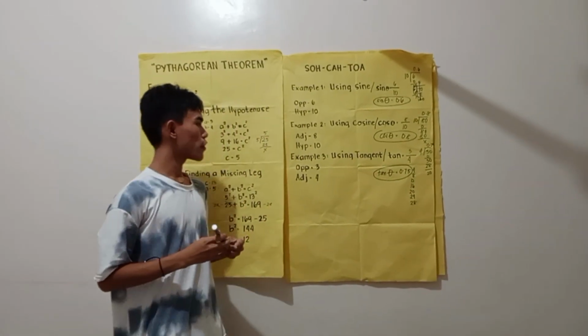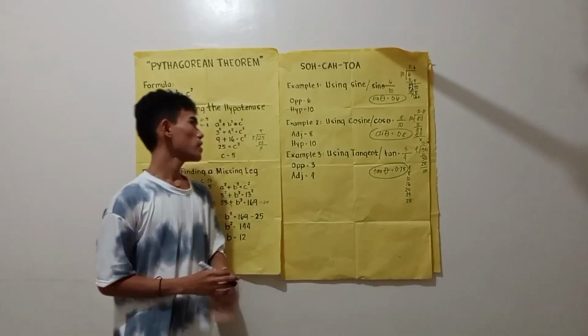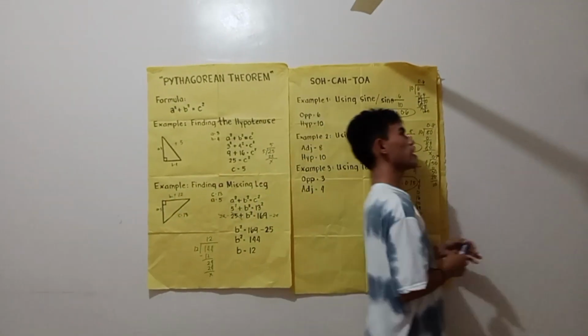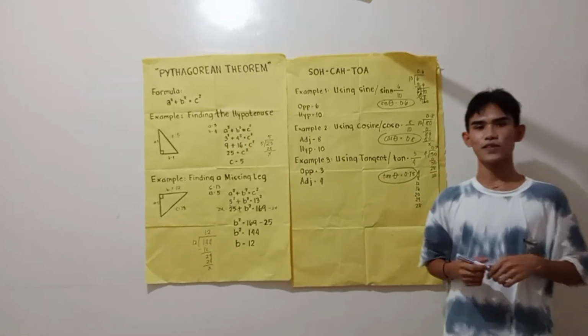So the final answer for the tangent is 0.75. This is the calculation, or the formula, and the format for how we're going to get the value of the sine, the cosine, and the tangent. So that's all.